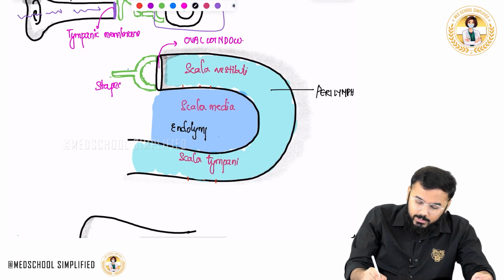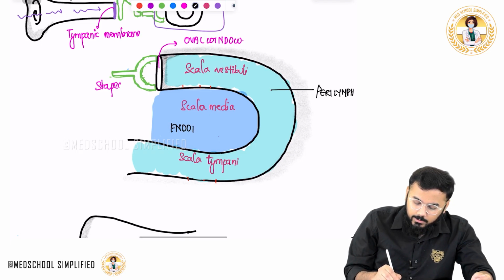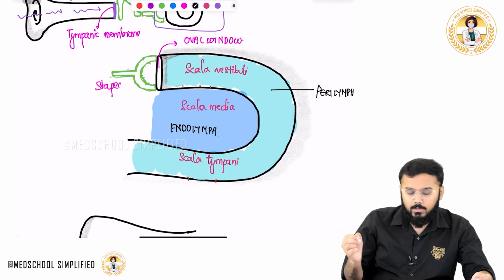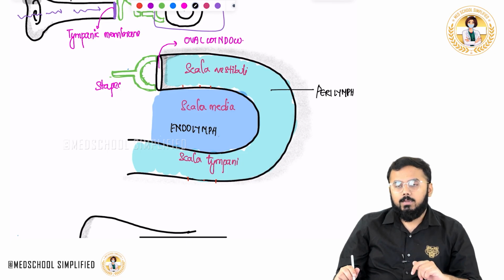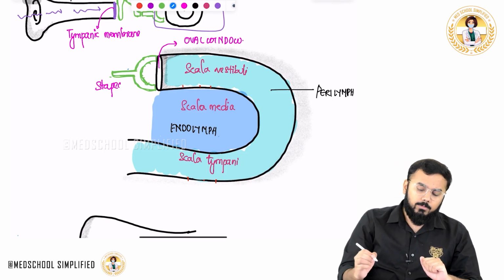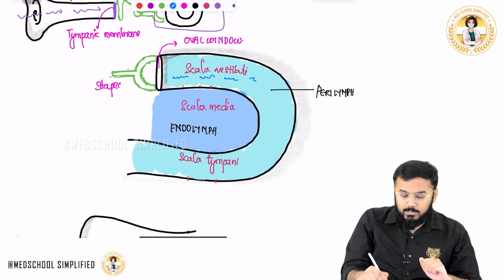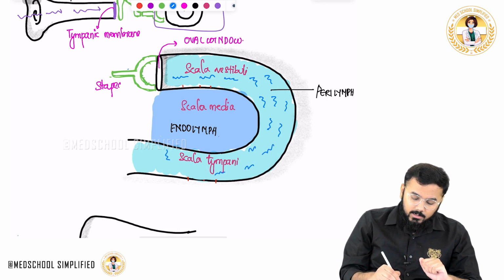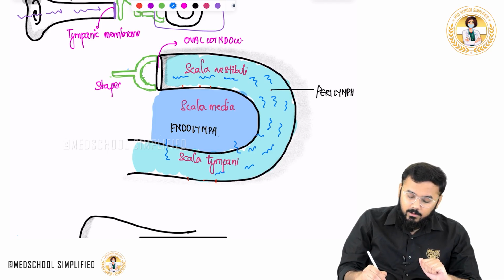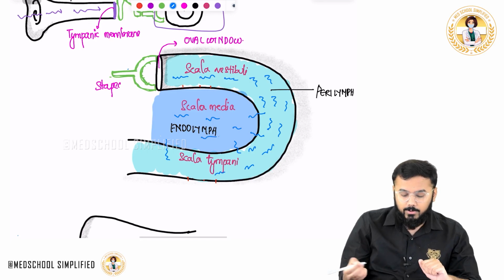So there are two important things. One is called perilymph, another one is called endolymph. Now what is happening is that whenever the stapes plate vibrates, that in turn vibrates your oval window. When it vibrates your oval window, the fluid inside the scala vestibuli, that is the perilymph, also vibrates like this. As the perilymph is vibrating, even these waves pass on to the endolymph, and the endolymph also starts vibrating.